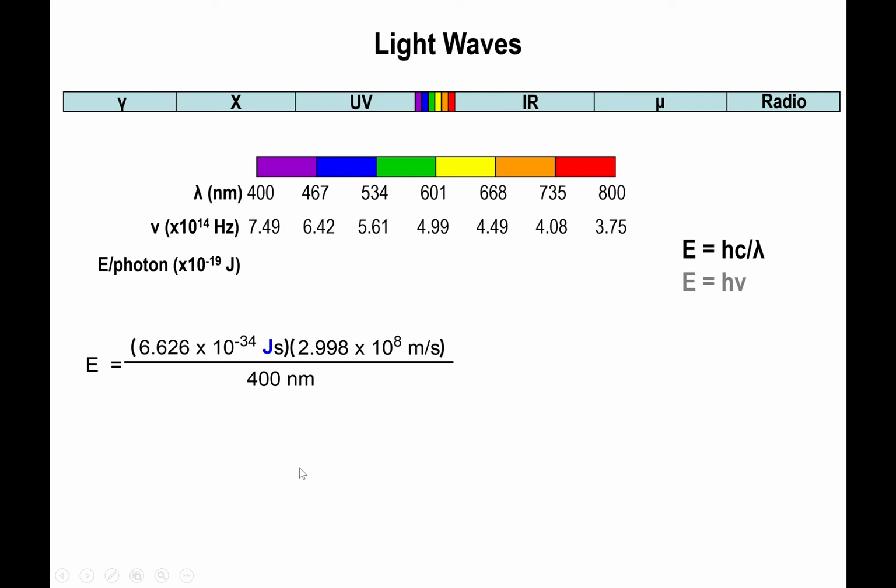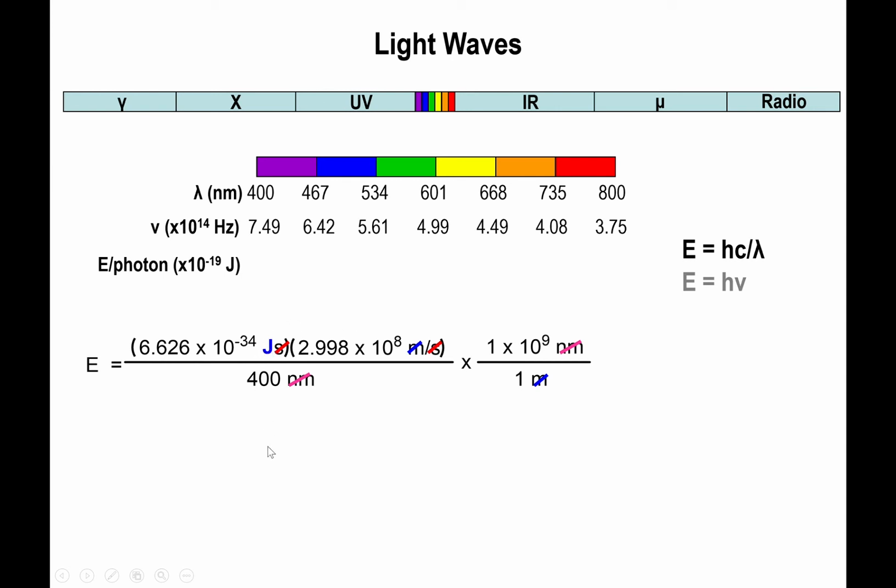And much like in the previous calculations, we want to change the nanometers to meters, right? So you will multiply this by 10 to the 9. The nanometers will cancel out. The meters will cancel out, and the seconds will cancel out, leaving you with only joules.